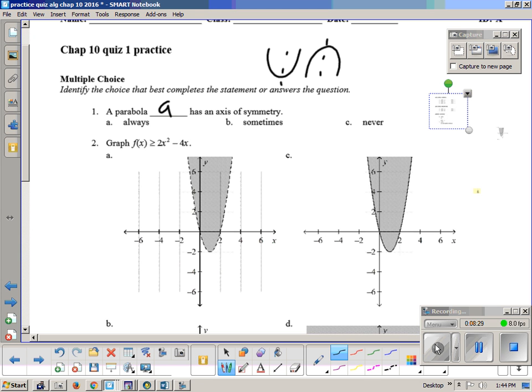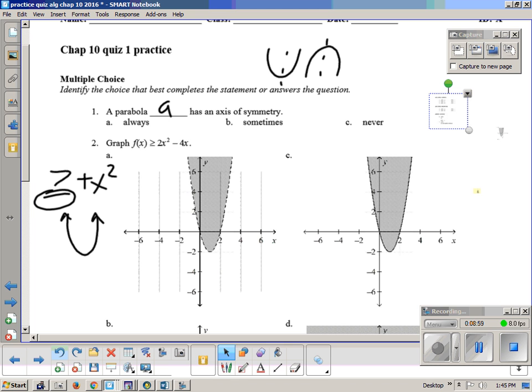For number 2, so if this is the quiz on Friday, you're going to need to graph this. You know that it's a greater than or equal to sign. So it's going to be a greater than or equal to a positive number in front of x squared. The positive number in front of x squared makes it a happy face. The equal to sign makes it solid, so it's a solid happy face. And the shading means inside. So you might not even have to graph this, and you could figure out what the answer is.